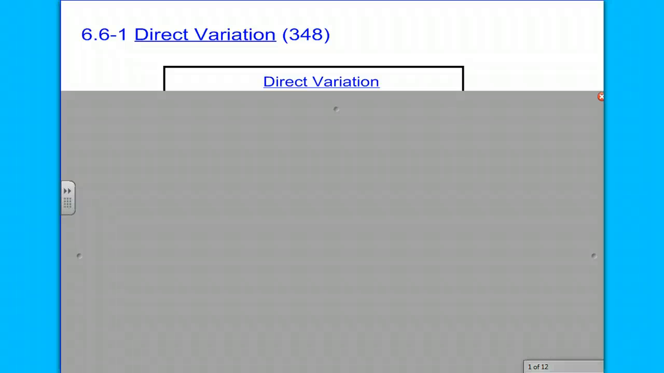We're moving into 6.6. We're talking about direct variation. And direct variation is just a special linear equation. So it looks just like what we've been graphing. It's a line. And it's called direct variation because of one characteristic that every one of these lines shares. And I'm going to show you that in an animation.